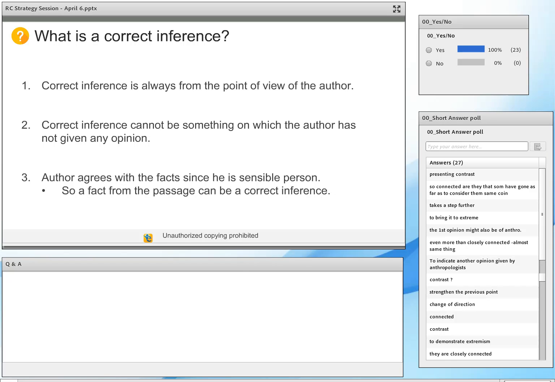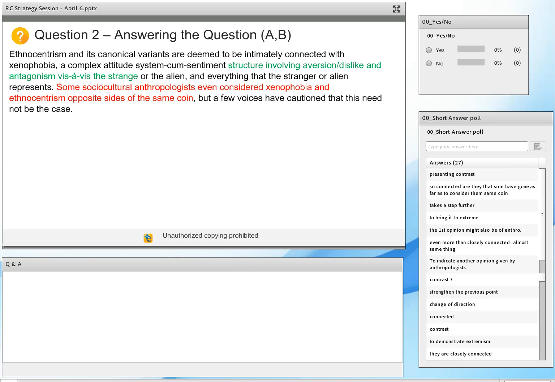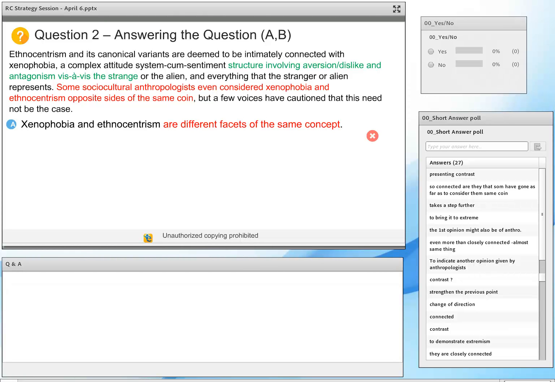Okay, so a fact that has been stated in the passage, the information in that fact can definitely be inferred from the passage. So these distinctions, these characteristics of inference, are what you should keep in mind when you're solving an inference question. Okay, now let's go through the passage and the answer choices here, and I'm going to bring back the poll here as well.